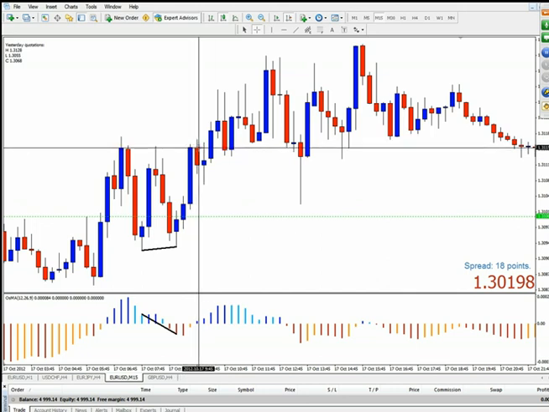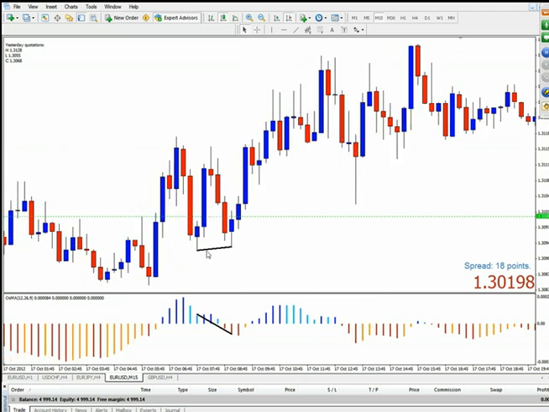But anyway, okay, so you would have got in here, and your stop would have been about 30, 35 pips or so. 22 pips, 32 pips. So right there would have been your stop of 32 pips. And it only went up 20 pips, and it never did hit your target. But that's hidden divergence.